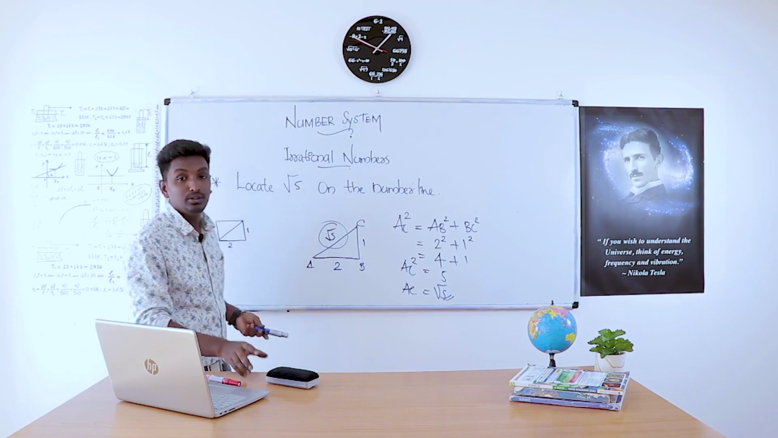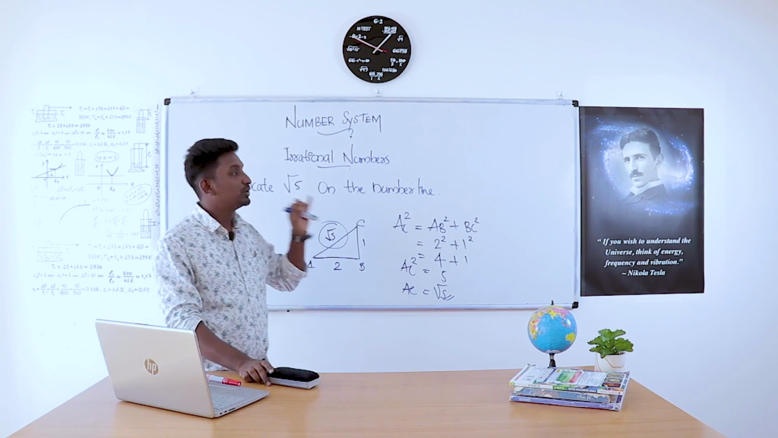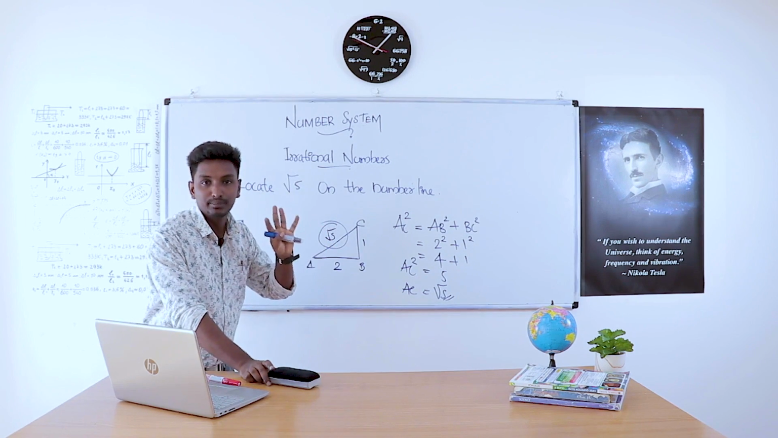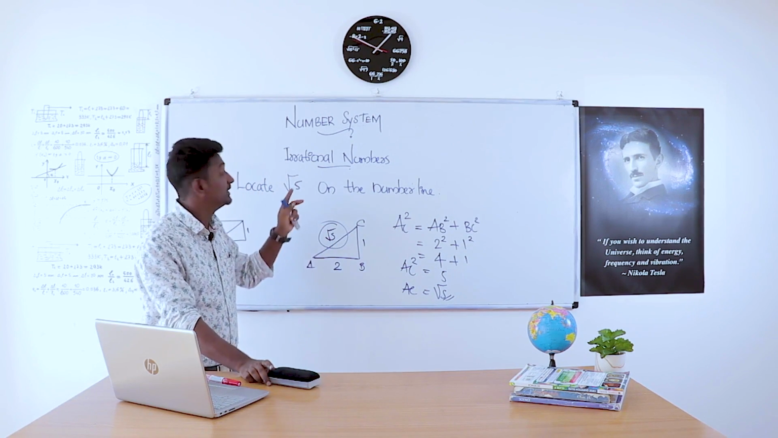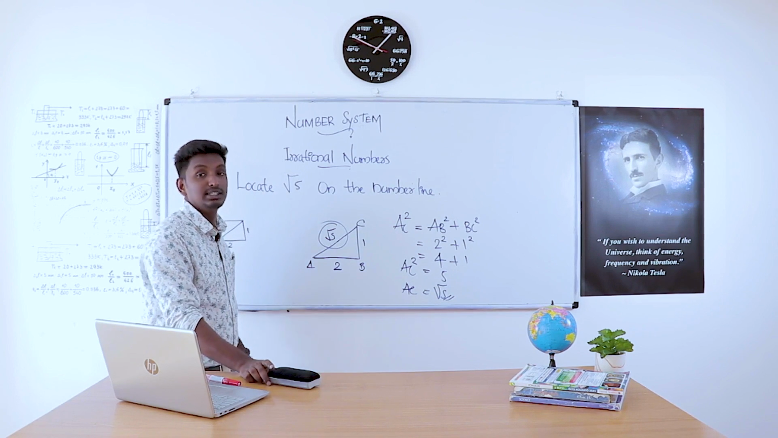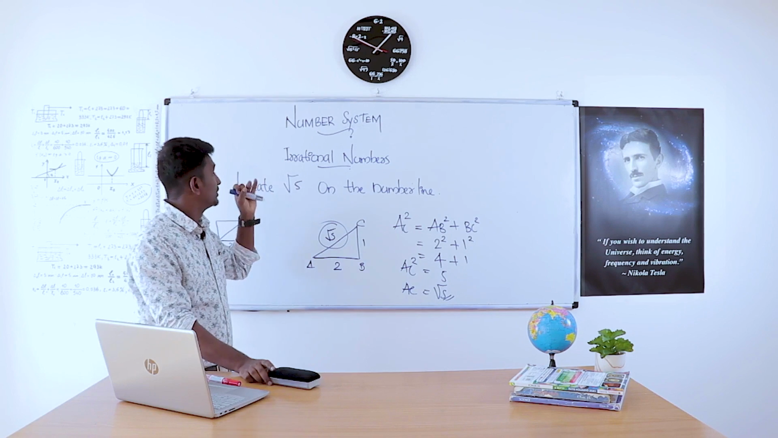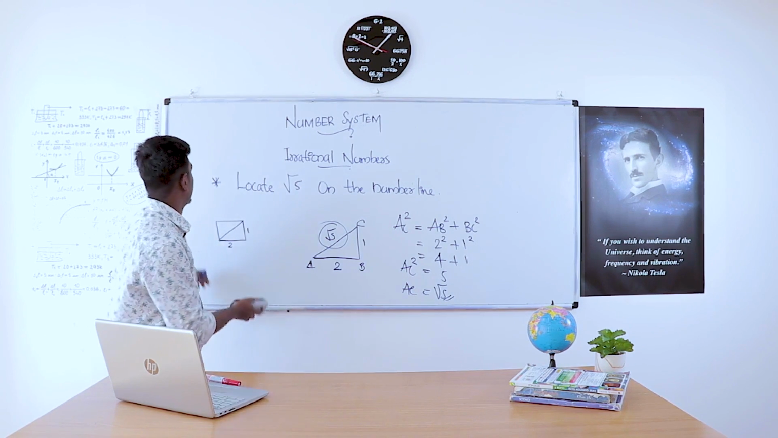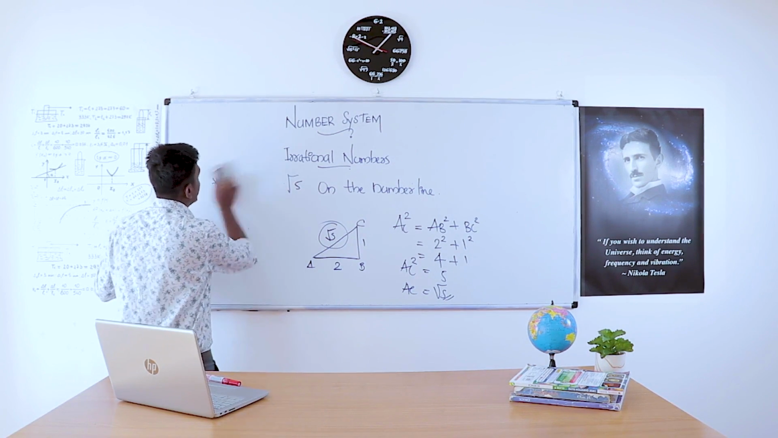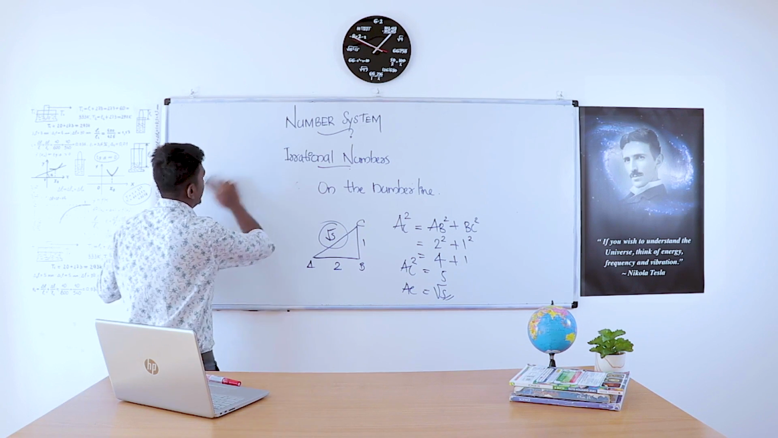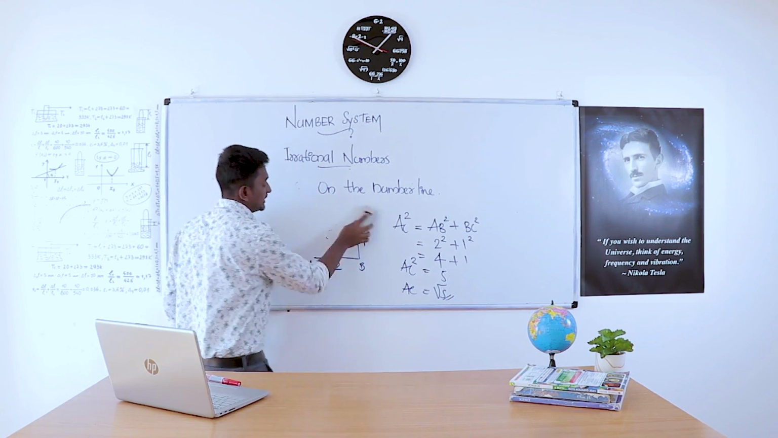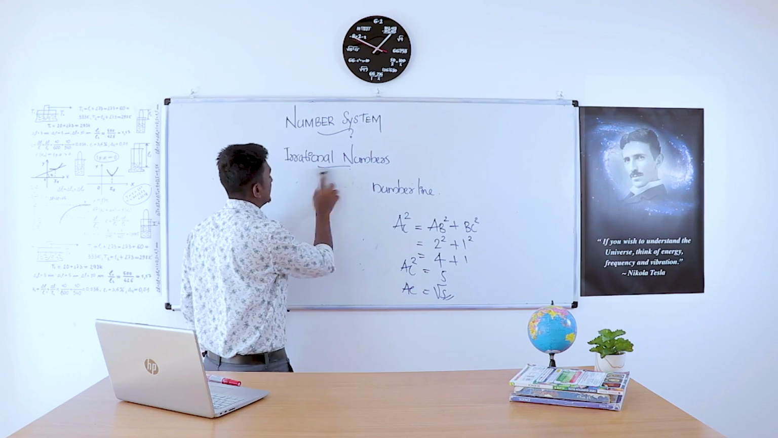In the same way you can locate root 7. Root 2, root 3, root 5 or root 7, any one of these four is asked in the exam of your board. Okay, I think it's clear to you how to locate irrational numbers, that means root 2 or root 5, on the number line.